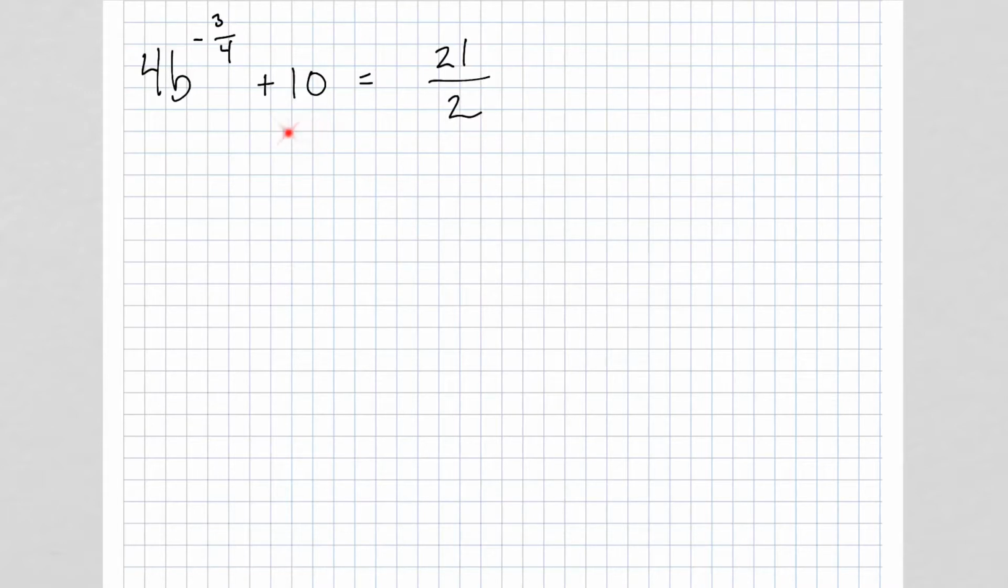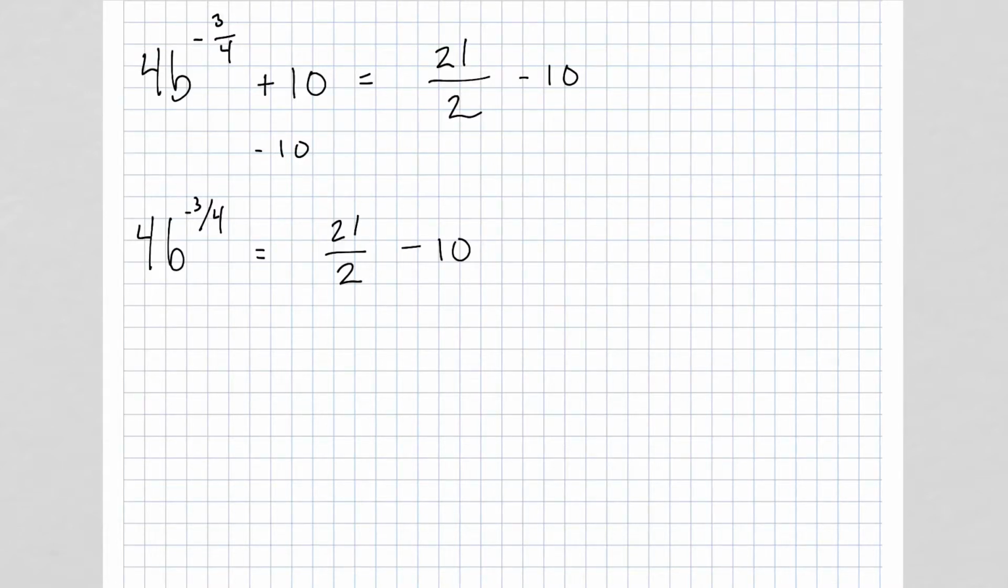First thing we're going to need to do is subtract 10 from both sides. Okay, we're just basically going to deconstruct this using our transpose and apply. So first thing, subtract 10 from both sides. So on the left, we're left with 4b to the negative 3/4 equals 21 over 2 minus 10.